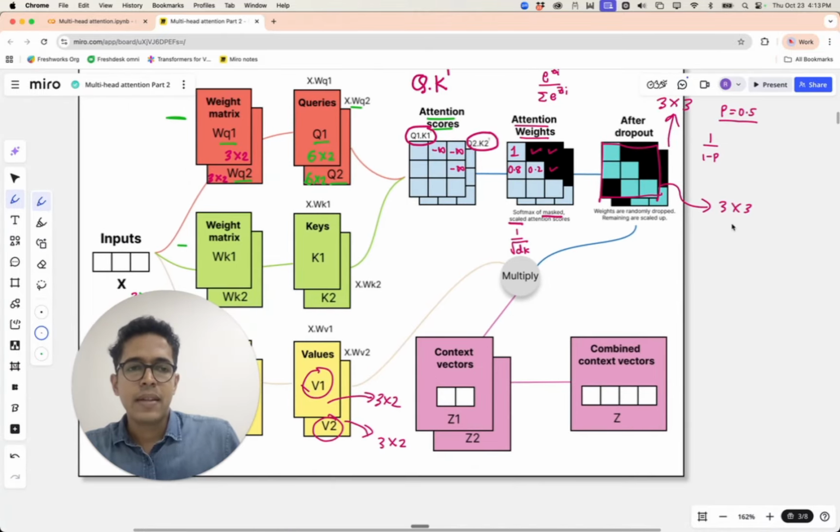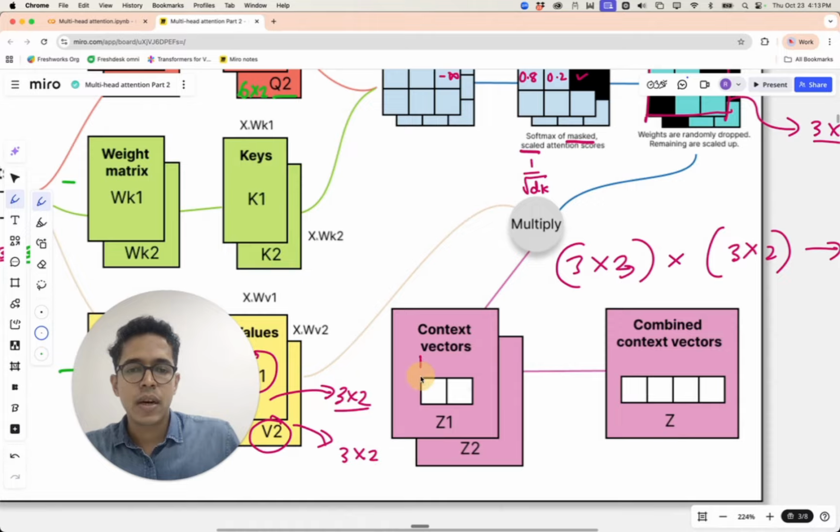And 3 by 2, you will multiply with 3 by 3 to get 3 by 2, right? So a 3 by 3 matrix multiplied by a 3 by 2 matrix will result in a 3 by 2 matrix. Now, what is the 3 by 2 matrix? Those are these. So you will have 3 context vectors in each attention head of dimensionality 2.